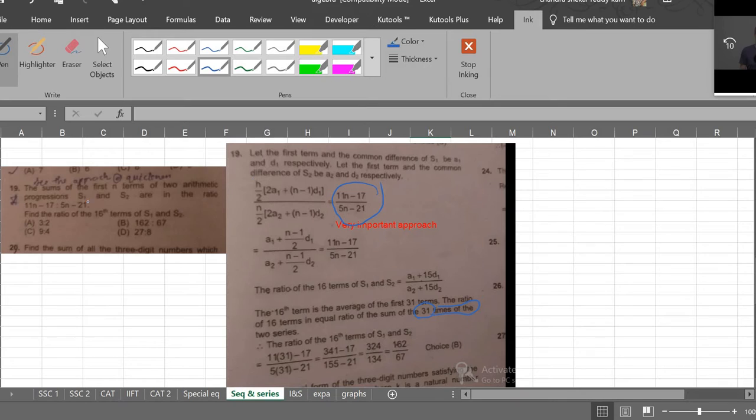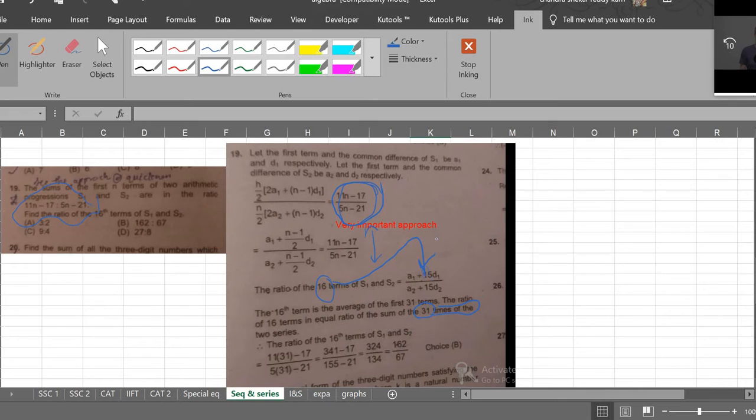We have the sum of the numbers and their ratios, that is given as 11n minus 17 and 5n minus 21. What we have to find is a ratio. The ratio of 16 terms is given as this. Okay, and the 16th term is the average of the first 31 terms. The ratio of 16 terms is equal to the ratio of the sum of 31 terms of the two series, right? So we can say it like this.